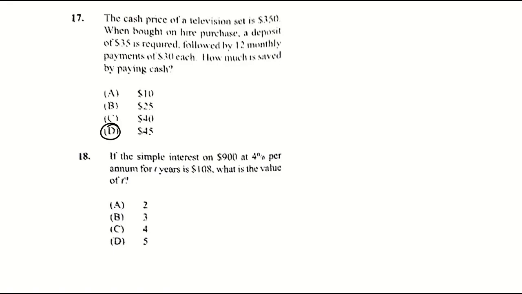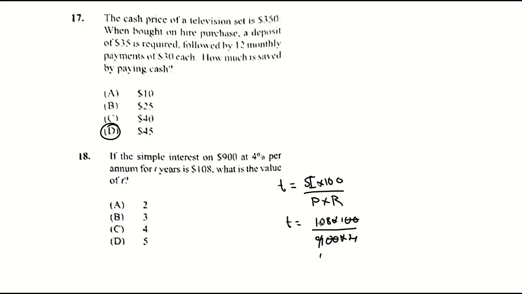If a simple interest of 900 on 4% per annum for T years is 108, what is the value of T? Now if you don't know the formula for time, time is equal to simple interest by 100 over your principal by rate. Instead of remembering this, you can multiply 100 by 4 by each year to see if you get 108, and that is how you'll get your answer. But I'll use this answer. T is equal to your simple interest, 108 multiplied by 100 over 900 multiplied by 4.